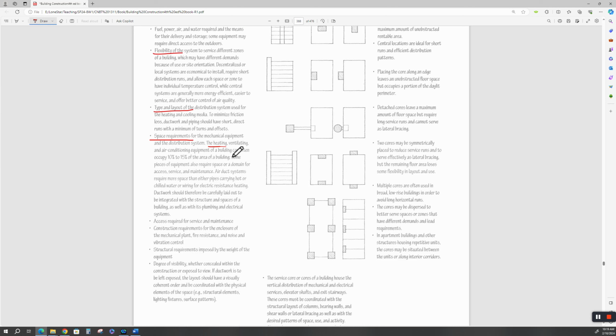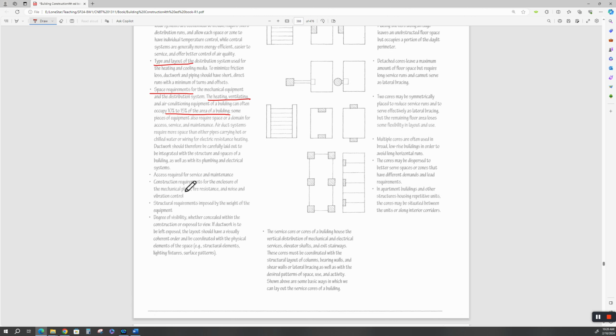This is a good rule of thumb. The heating and ventilating and air conditioning equipment of a building can often occupy 10 to 15% of the area of the building. Some more, depending on what you're doing. If you're using a giant chill water system for just a high-rise building, you may require more than 15% of the area. You may have to use a lot of the roof for cooling towers. You drive along 610 over near the Galleria area, you'll see some buildings with cooling towers up on the roof of the building. In fact, my buddy did some of those.